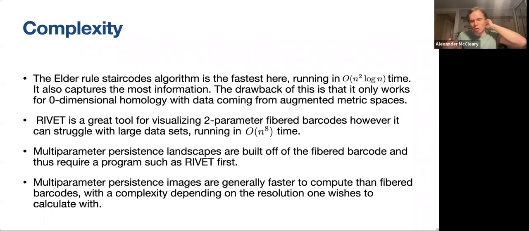The idea is that with these multi-parameter persistence images, oftentimes you're not looking at the full fibered barcode. You're not looking at all the lines. You're okay with losing some information. So you pick a resolution, like how close are these lines going to be together? And you lose information, but that's okay sometimes.